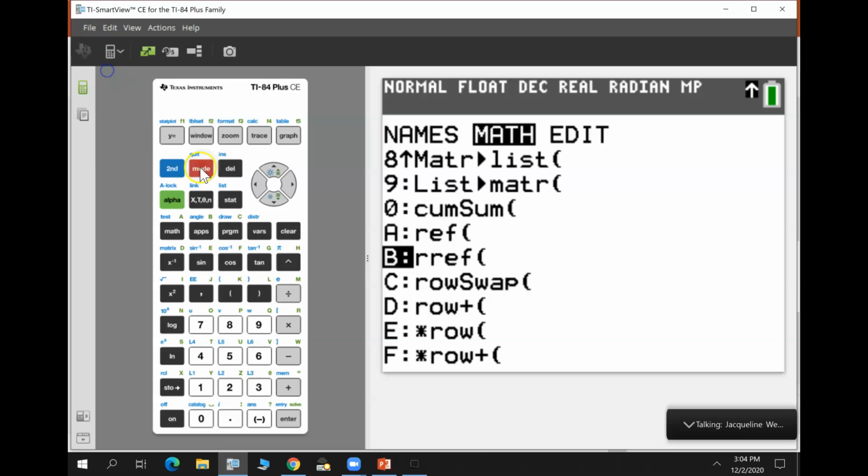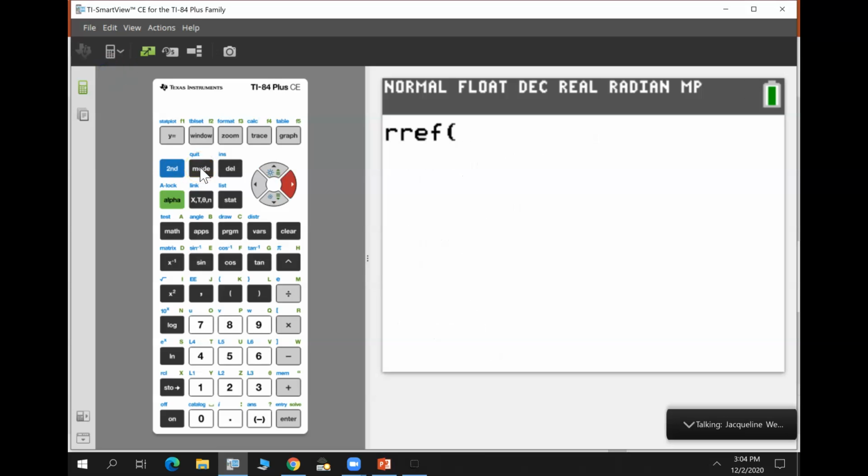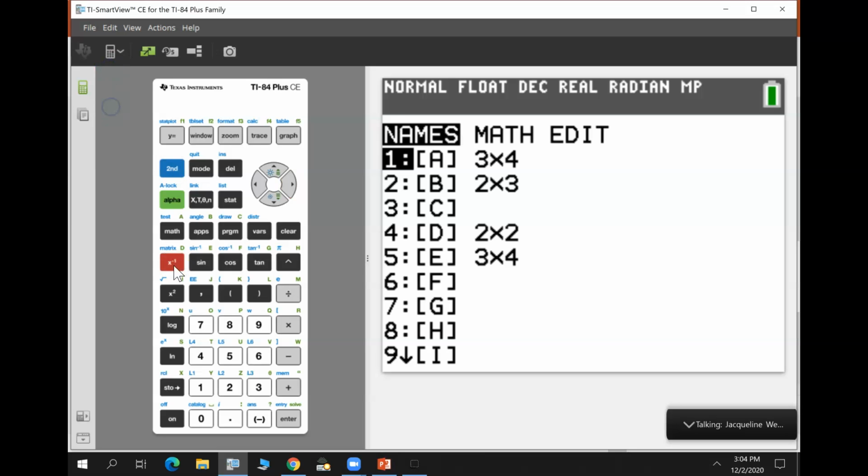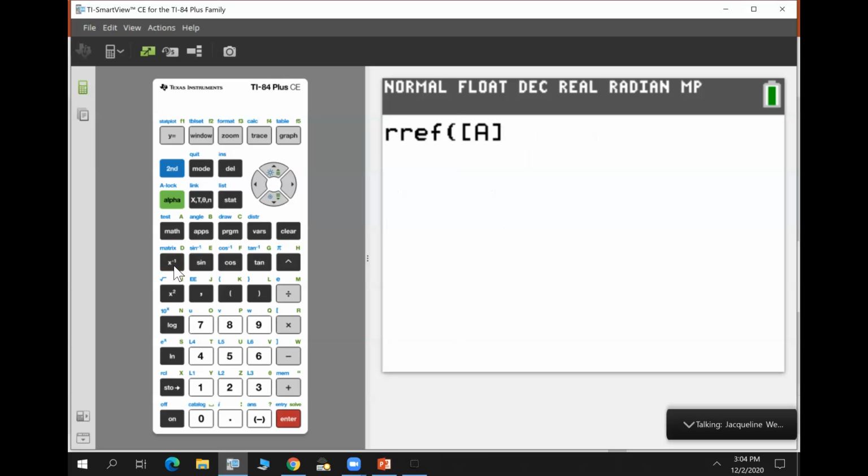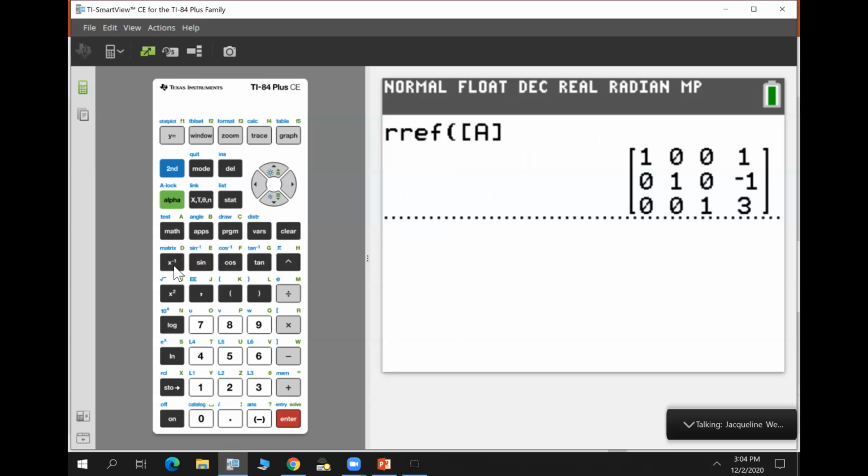Okay, so I've got that on my screen. Now I have to tell it what to take reduced row echelon form of. I want it to do matrix A. So I'm just going to do, again, second matrix and choose that A right there. And that's how fast it solves my system. Now, what am I going to write on my paper for my answer? What, X, Y, and Z?